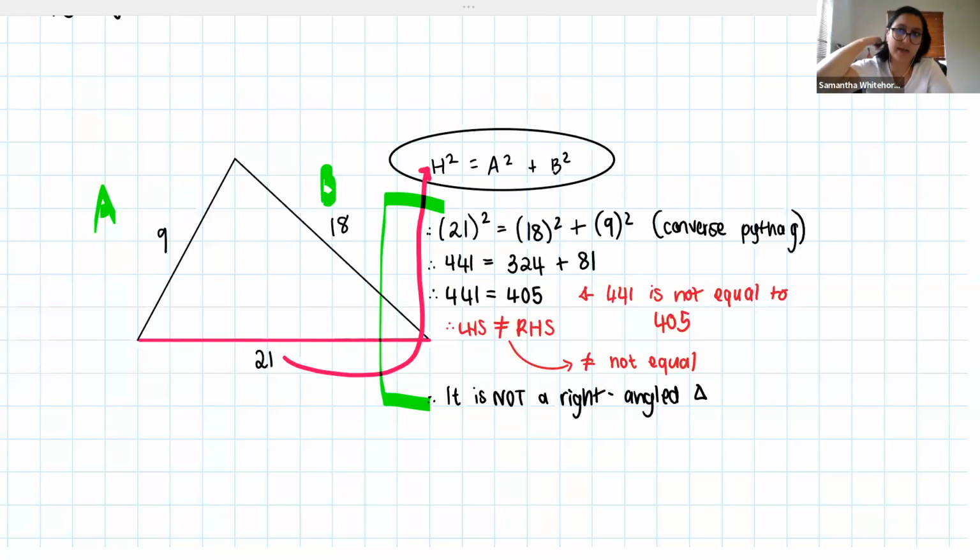Hi, ma'am. If we're trying to prove that the angle in the triangle is a right angle, we write converse Pythag. And if we're trying to find the hypotenuse, we write Pythag. Exactly. So if it says prove that it's a right angle triangle, the second you see that word prove, converse. If it's just find the length, then it's just normal Pythag. Really good. Well done. Good summary of the reasons there.